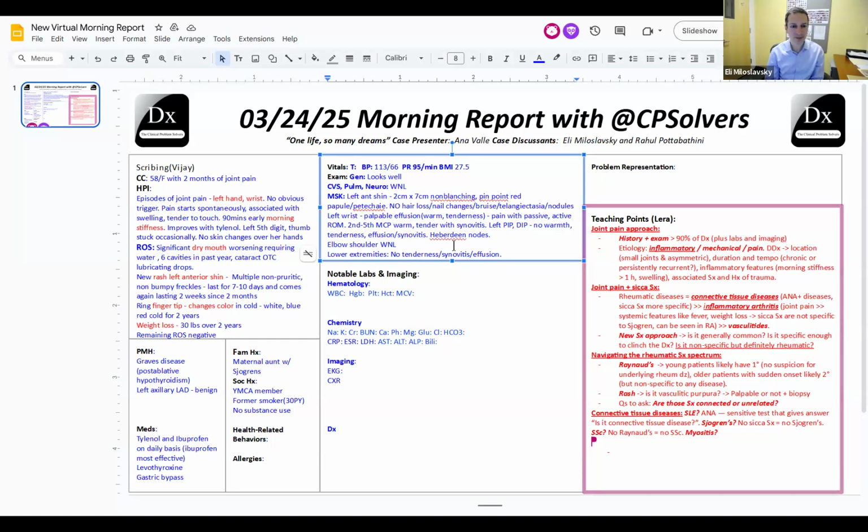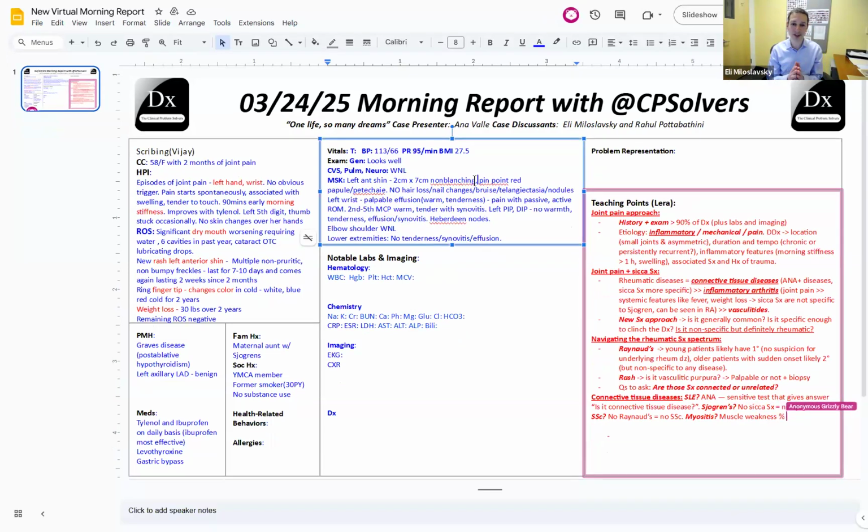The petechiae are making me a little bit uncertain. They are not palpable purpura, so petechiae are much less specific, but they are certainly on a spectrum of when one might see a vasculitis. So I think we need to consider the vasculitides as at least a possibility here, even though that's still not at the very top of my list.